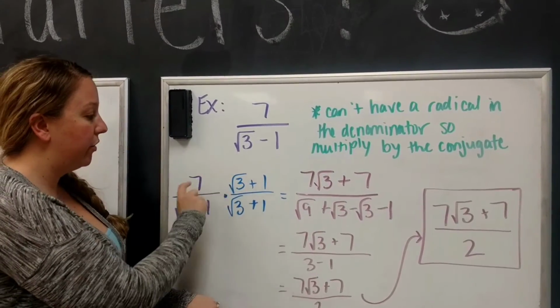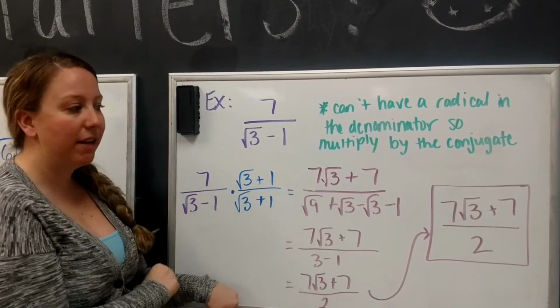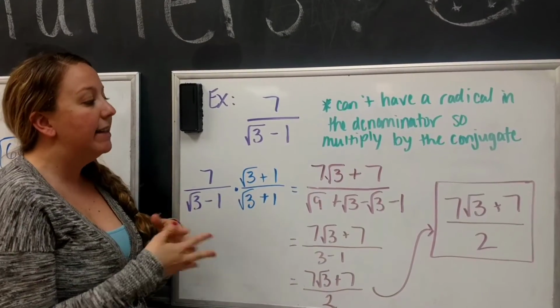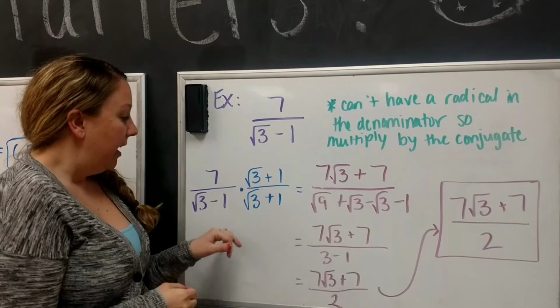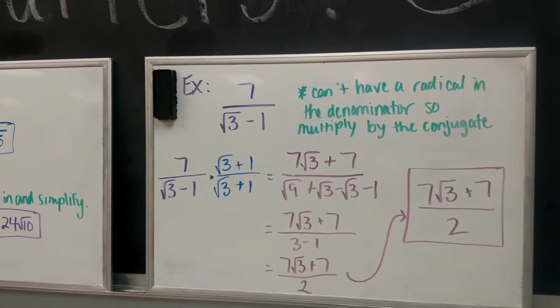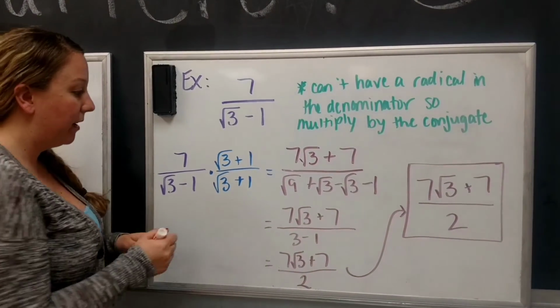In the numerator, I'm going to distribute. So 7 times radical 3 is 7 radical 3. 7 times 1 is 7. So my numerator says 7 radical 3 plus 7. And the denominator, I have radical 3 minus 1 times radical 3 plus 1.